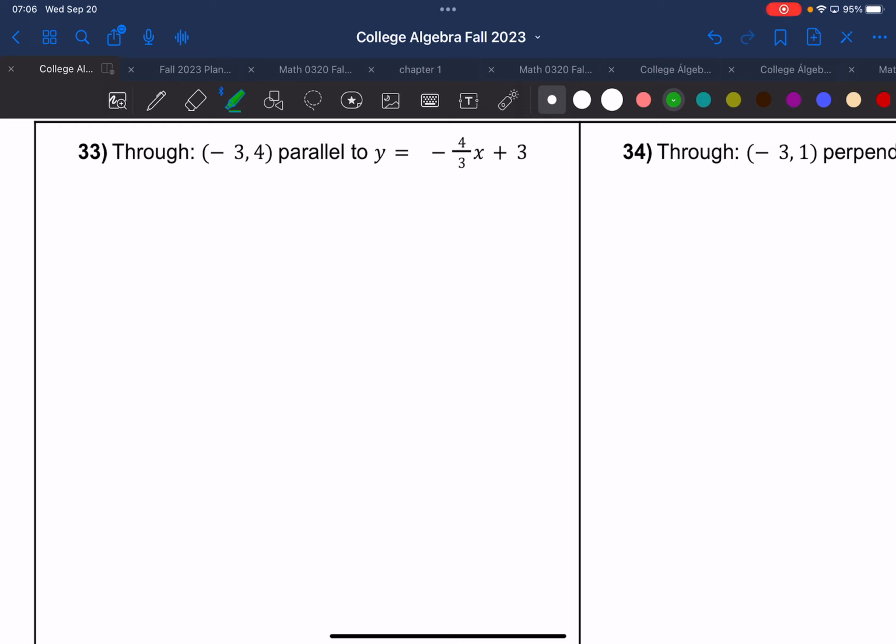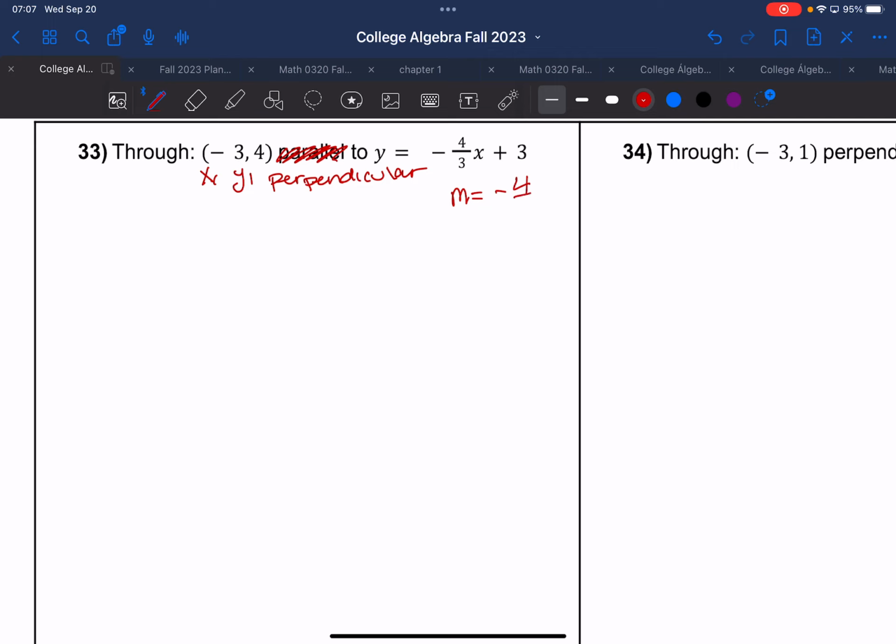Okay. So for number 33, this parallel was supposed to say perpendicular. That was a typo. So for 33, it should have said perpendicular. Okay, so labeling my points, I have my x1, y1, and then I have to find my new slope based on the slope that they gave us. So the slope that they gave us originally is what?